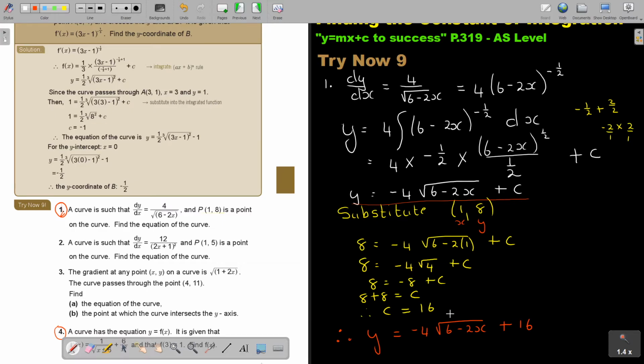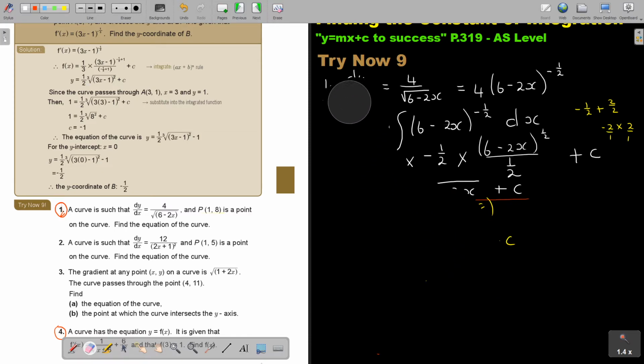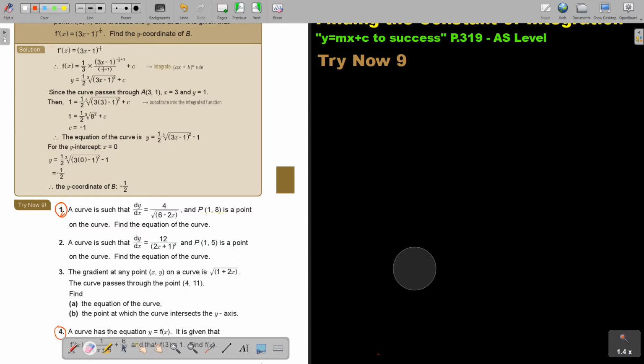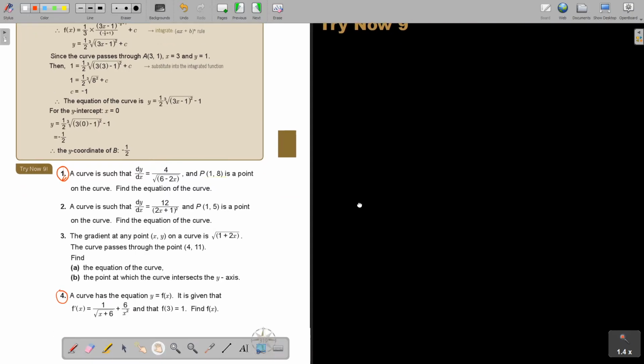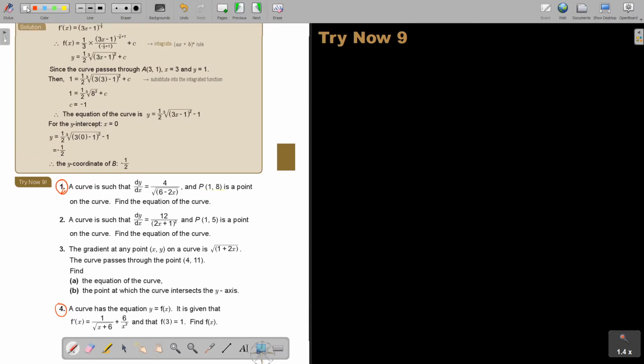Okay, let's do number 4. Again, I'm going to make space. Okay, and I'm going to move it up a little bit. And this is going to be number 4 now. So the curve has equation y equals fx. It's given that this is the differentiated function.